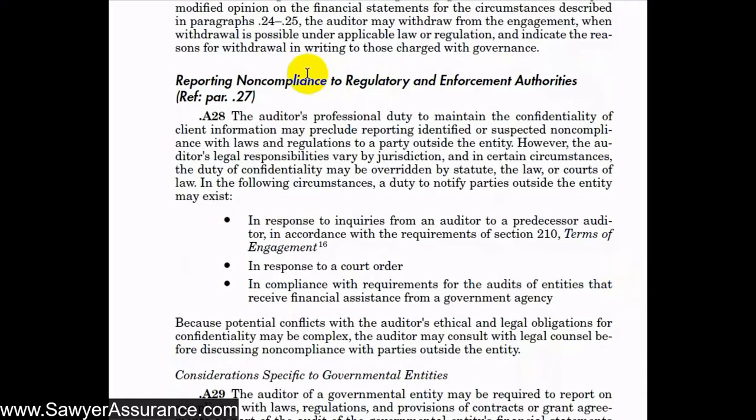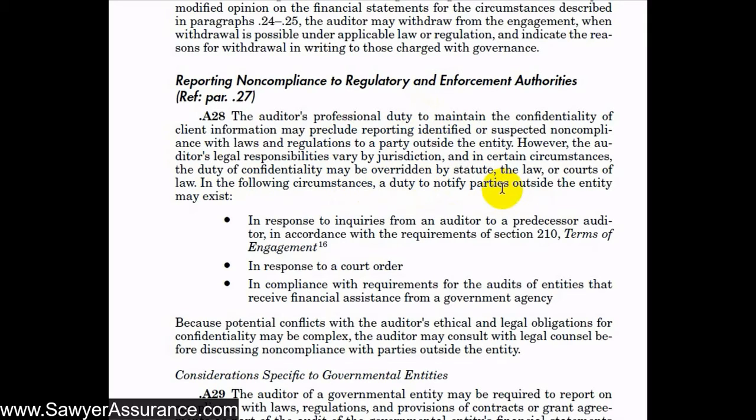And next, reporting to regulatory and enforcement authorities. So first, our professional duty is to maintain confidentiality of client information. Therefore, we might be precluded from reporting on this kind of information to people outside of the entity. However, our legal responsibilities vary by jurisdiction, and in some circumstances, we might have to report that kind of information because of a statute, the law, or courts of law.